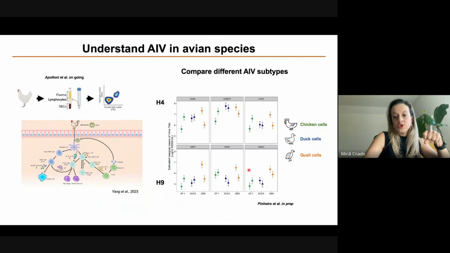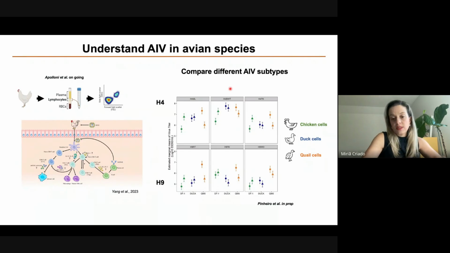And in addition, we have been seeing that this story can be even more complicated if you try to compare different subtypes, for example, H9 and H4. Here we can see a possibility of the virus replication changing according to which animal they are infecting, which kind of specific cell line is infected. And this really varies according to subtypes, independent of the host that has been infected.